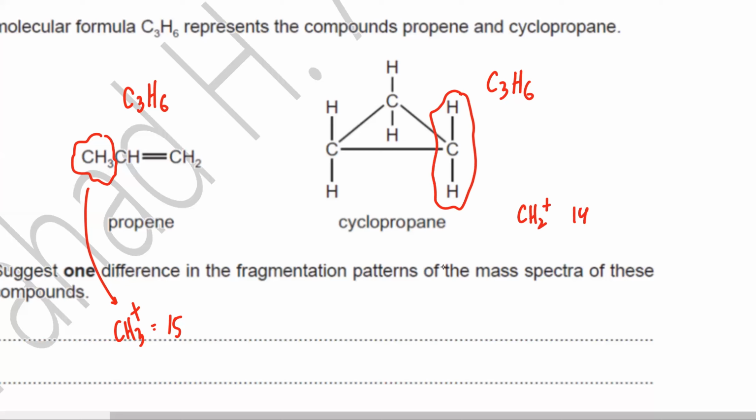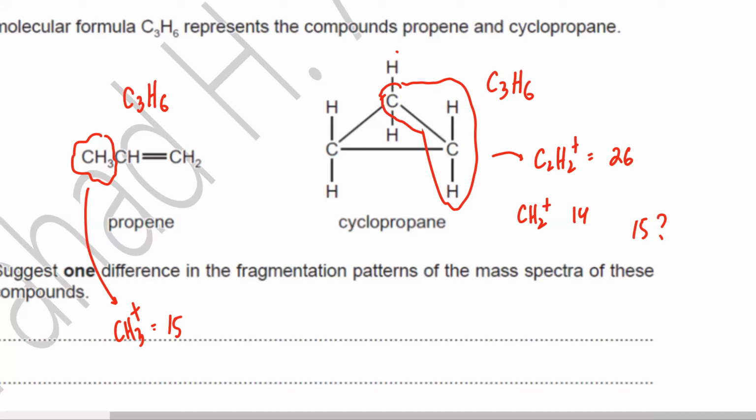ठीक है. या फिर ज्यादा हो गया तो साथ वाले को भी बीच में include कर दो. So maybe this carbon can also combine with this, right? And this piece might break away and it would form a C2H2 plus 1 fragment, but that would be much bigger than 15, right? It would be 12 plus 26, right? So मसला, you're never going to get 15 in this one. 15 कभी नहीं आने वाला. Is that clear?